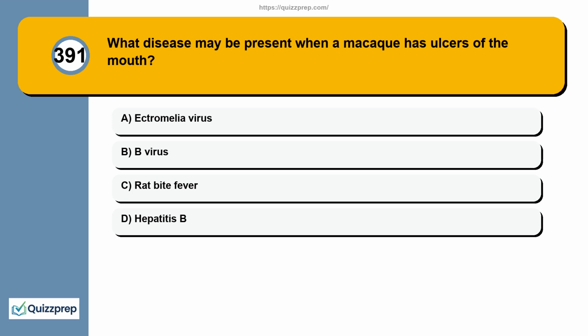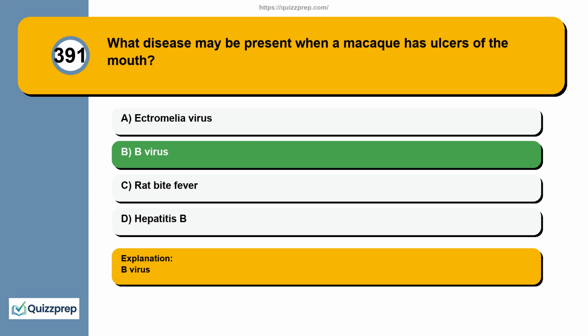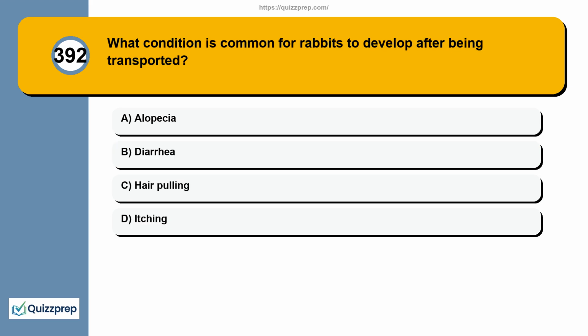Option A, ectromelia virus. Option B, B virus. Option C, rat bite fever. Option D, hepatitis B. The correct answer is option B, B virus. Question 392. What condition is common for rabbits to develop after being transported?